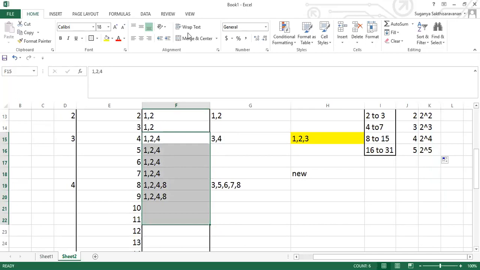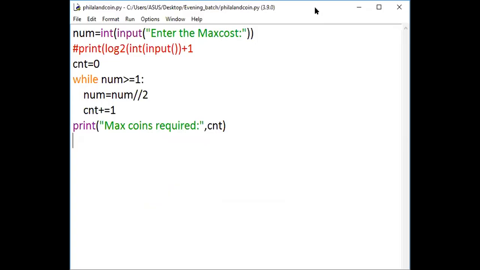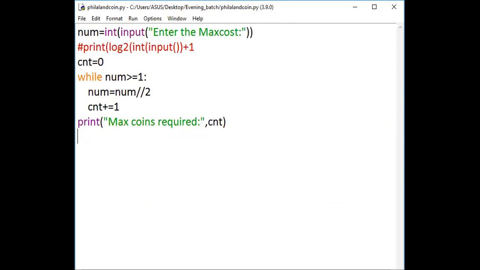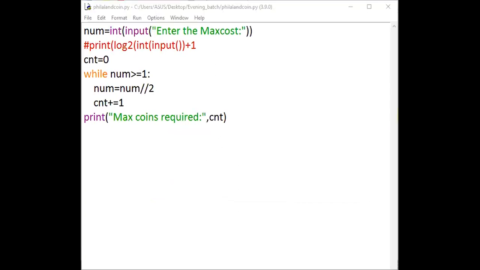Fine. Is this clear? Can we move on to the next one? Do you have any doubt on it? You can let me know. Is there any doubt on the question, or do you want something to be explained? Is everyone clear? Yes, okay, fine. So here we can just move on to the next one, guys.